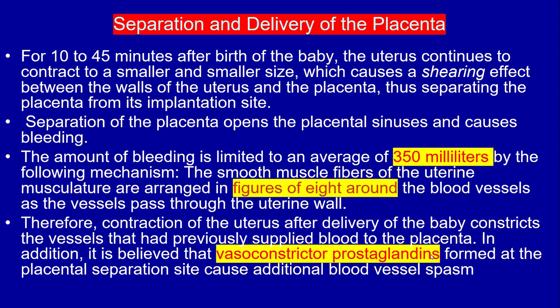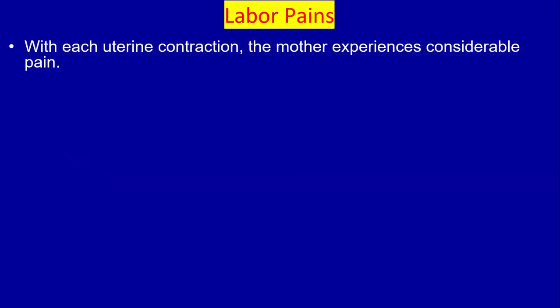One is that the uterine muscles are arranged in figure of 8, and when they contract they press these vessels which supplied the placenta and stop bleeding. The other is that prostaglandins are produced by the detached area, which cause further contraction of the vessels which were attached to the placenta.